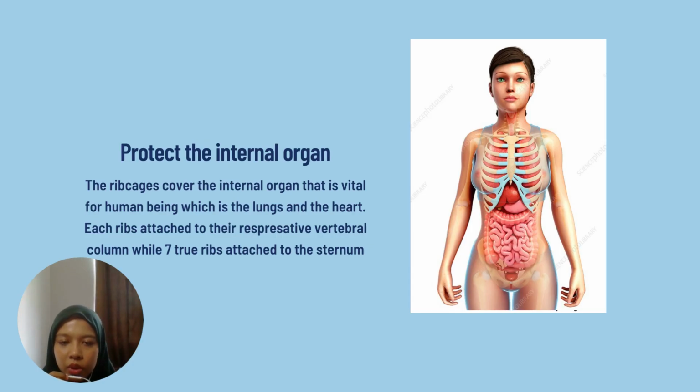So first, we will go to the first function of the rib cage. The rib cage will protect our internal organs, which are the heart and the lung. This is because each part of the ribs will cover the lung and the heart while attached to the sternum and also the vertebral column.